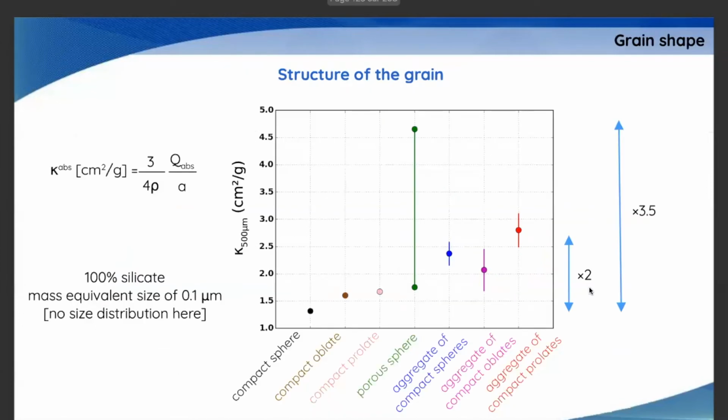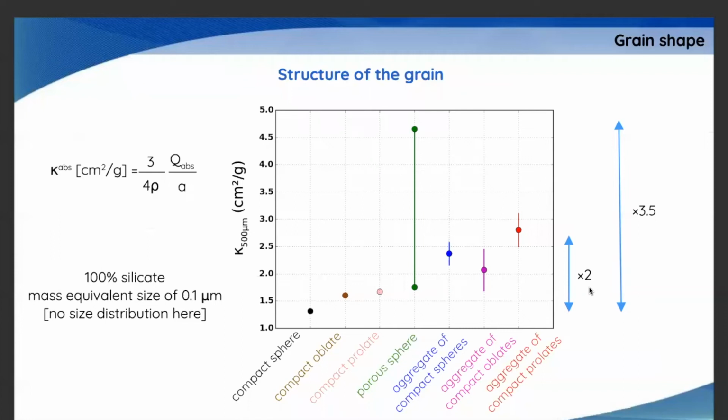Now another example, the structure of the grain. Here, again, I take a silicate and it has an equivalent size, which gives you a mass. If I take a sphere of 4.1 micron, it has a given mass, and I make a lot of structures, and all have the same mass as this sphere.